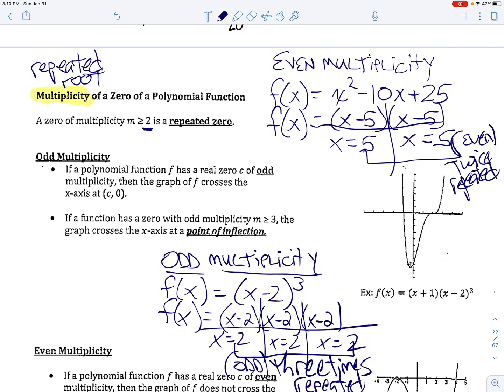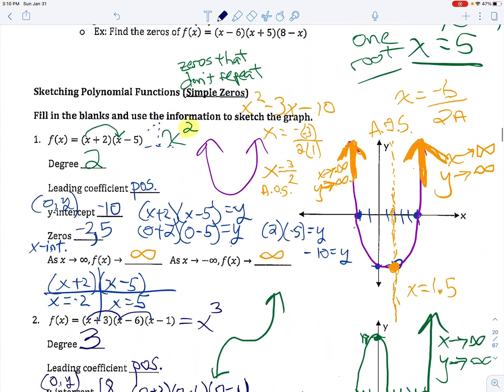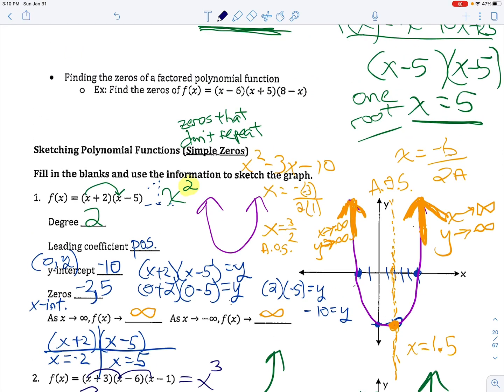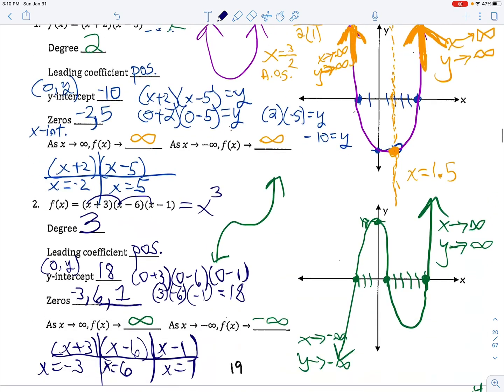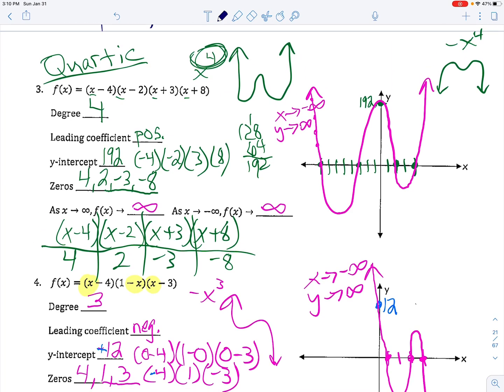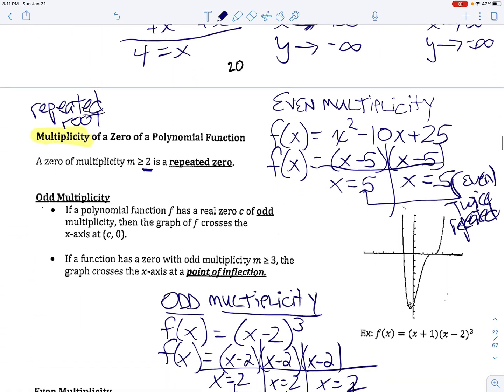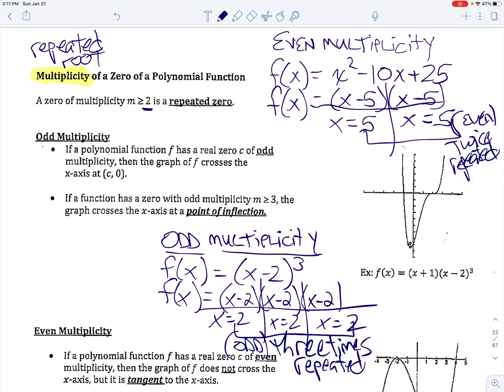So multiplicity starts when it's repeated twice. If it's just once, that's called a simple root. That's what we were doing up here, simple zeros or zeros that don't repeat, just one time. And graphically, it goes straight through. When you have a simple root that doesn't repeat, the graph goes right through that root.